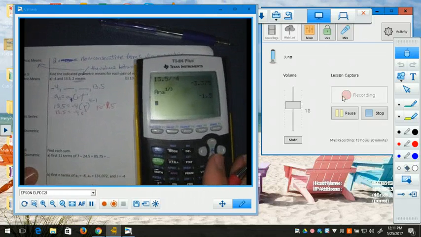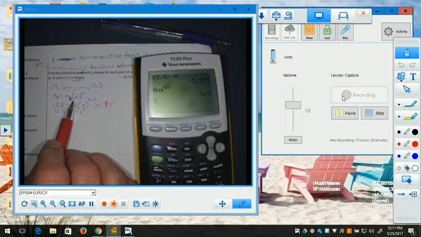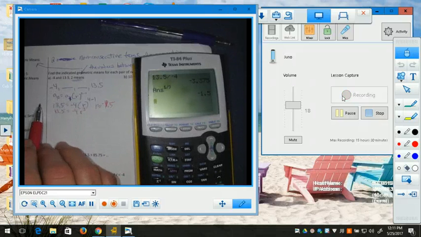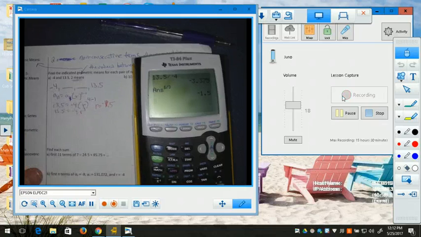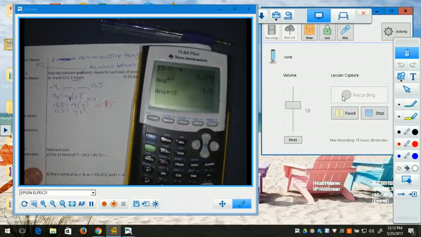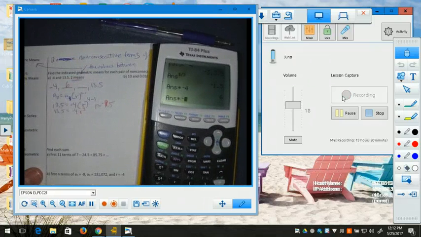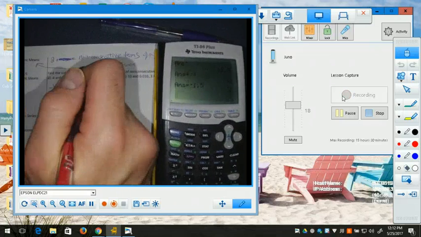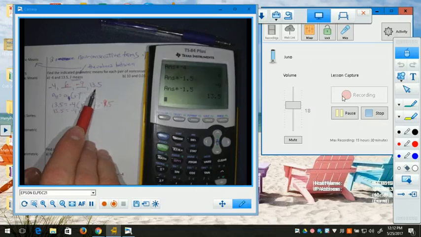To continue this recursive pattern, I now could write the rule and use the explicit rule, but I'm just going to keep multiplying because I just need to find two of them. So I'm going to multiply -4 by -1.5, and it's going to give me +6. Then I'm going to multiply it by -1.5, because that's the value of r. I get -9, and I double check again. When I multiply by r again, I end up at 13.5.